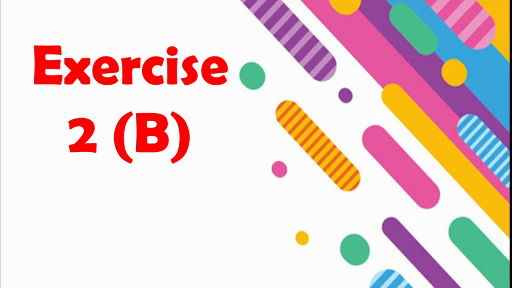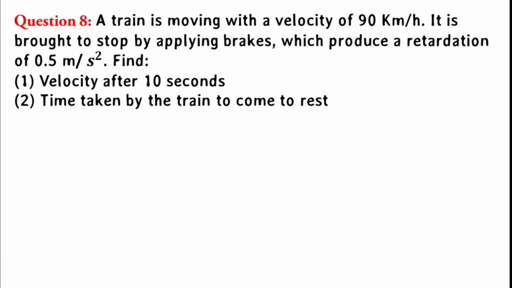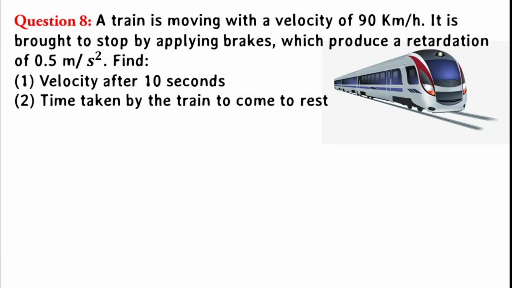First, let us do question number 8 of exercise 2C. Question number 8. A train is moving with a velocity of 90 km per hour. It is brought to stop by applying the brakes, which produce a retardation of 0.5 meter per second square. Find number 1, velocity after 10 seconds. Number 2, time taken by the train to come to rest.